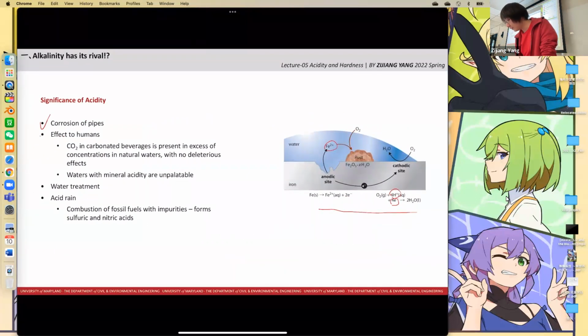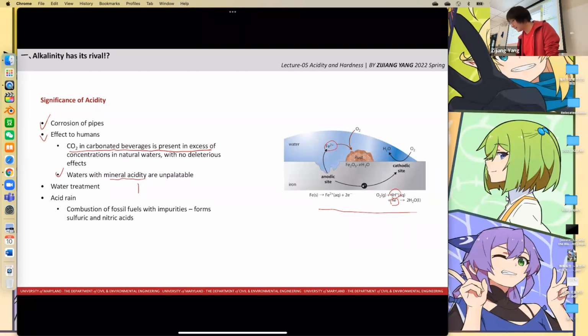And it also has some effect on humans. Basically, CO2 in a carbonated beverage is present in excess of concentrations in natural water. And we know that for soda, even though we have extra CO2 in the soda compared to natural water, it is not harmful for us. But if we have water with mineral acidity, that is not good. So I will be talking about mineral acidity in the next slide.